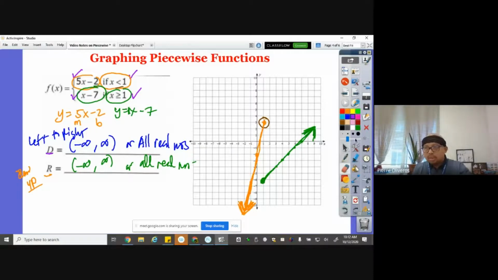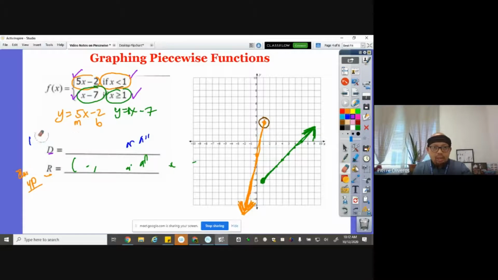Let's make it more specific here. When you write the domain and range here, I need you to write domain and range for each graph, okay? For each graph here. So let's go first with the orange one. For the orange one here, the domain, let's just write on the side, is whatever the restriction is based on the problem.